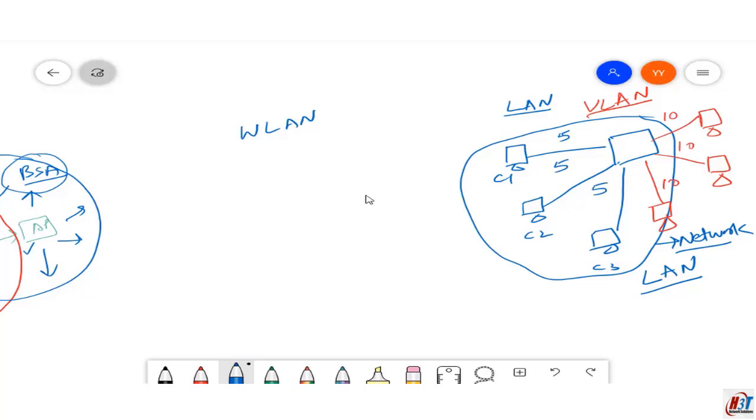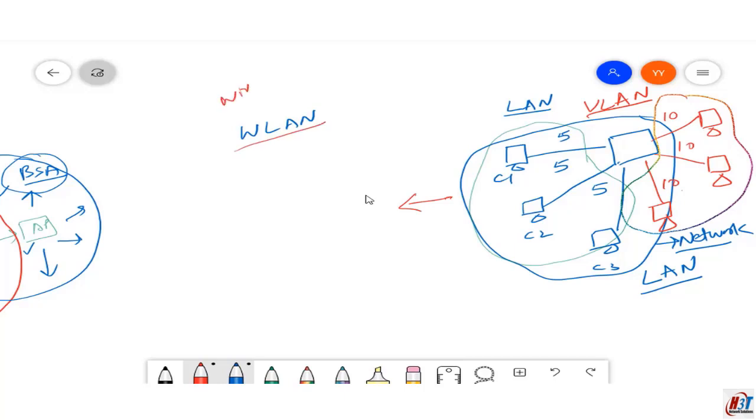So all the devices which are in VLAN 5 will become a separate network, or a virtual network, and all the devices which are in VLAN 10 will form a separate network. So now, both VLAN 10 and VLAN 5 are different networks. A device from VLAN 5 cannot communicate directly with a device of VLAN 10 unless we do some kind of inter-VLAN routing.